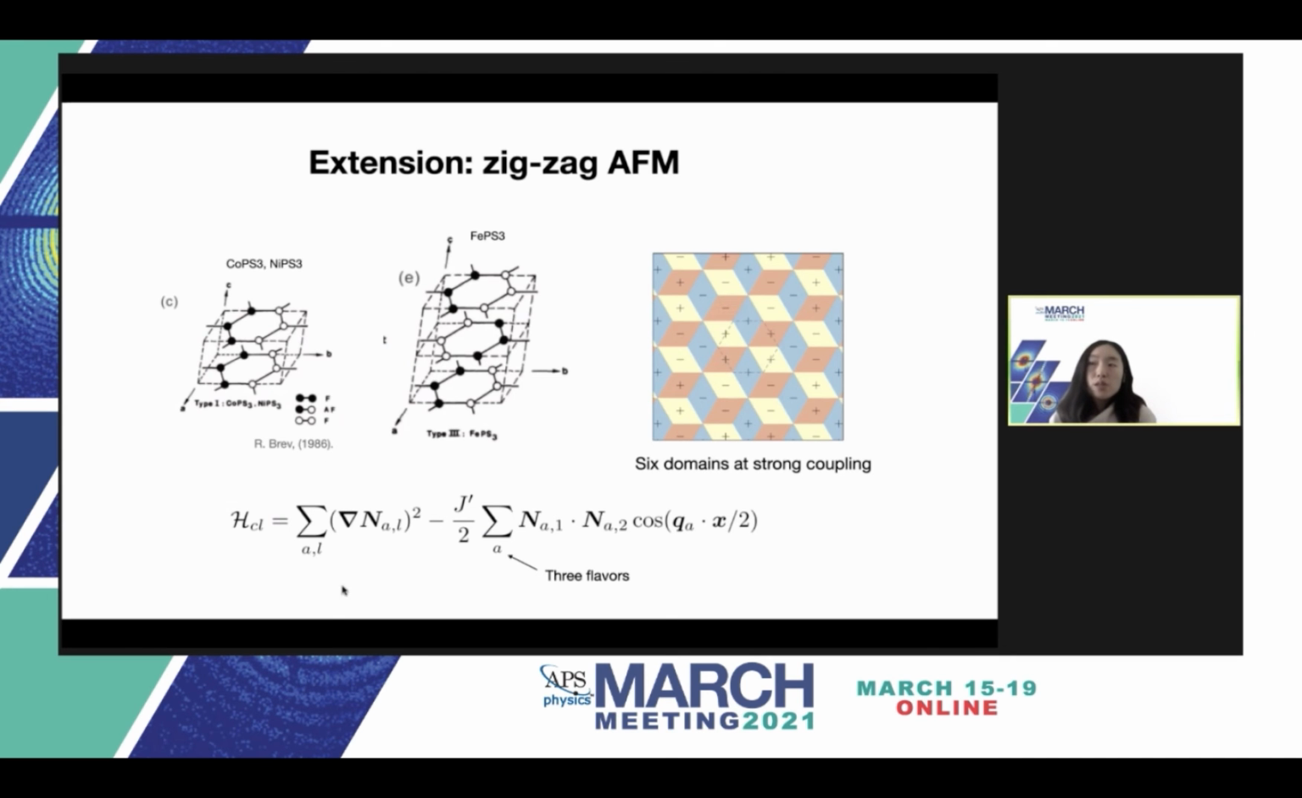Now the Moire potential contains 3 flavors corresponding to the 3 possible spatial orientations of the zigzag chains of spins. So at strong coupling, instead of the 2 different domains, as in the case of a Néel order, now we can have a tiling of 6 possible zigzag domains, which evokes a dice lattice structure.